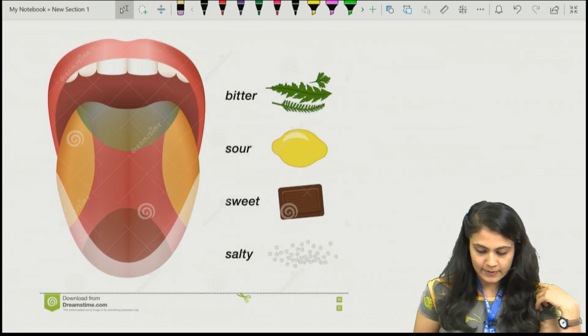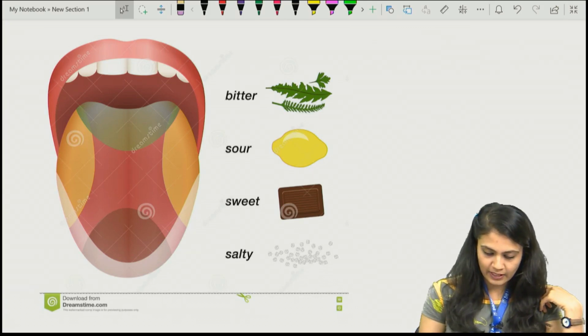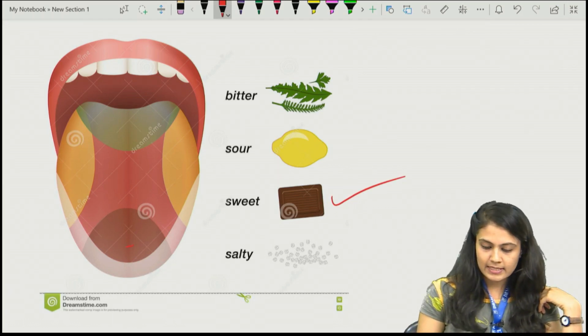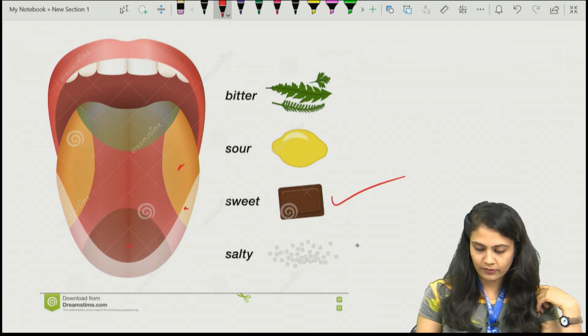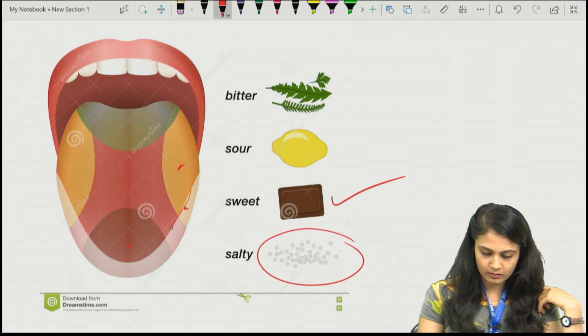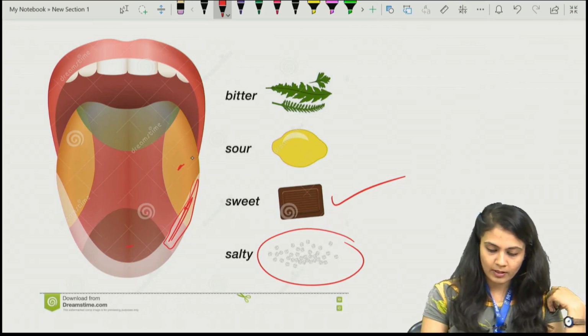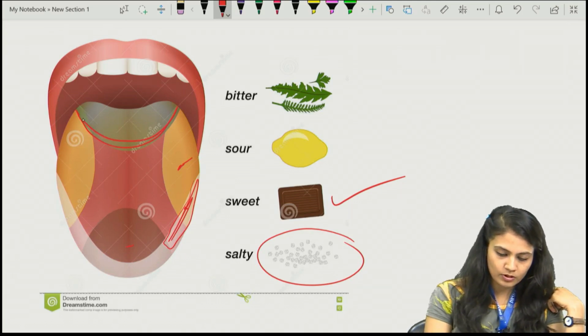So the old concept says that from the anterior part we can taste the sweet sensation, sour and salty from the lateral part. The white part that is over here, we can taste the salty taste sensation, and from here that is sour sensation, and bitter from the posterior part.